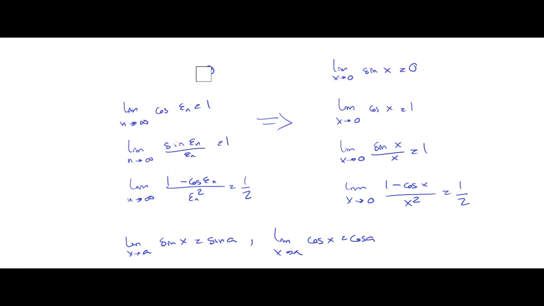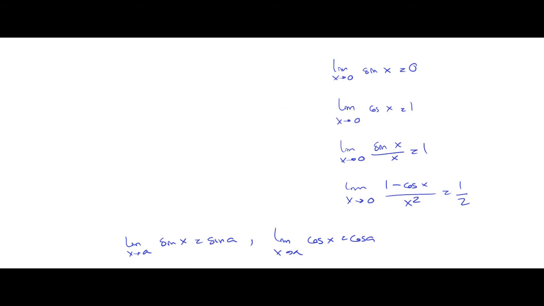So let me erase this and, for instance, use the cosine. Okay, so we have the limit when x goes to a of the cosine of x. We can rewrite this as a limit when something goes to 0: the limit when t goes to 0 of the cosine of a plus t. This is the same thing, a plus something that is going to 0.